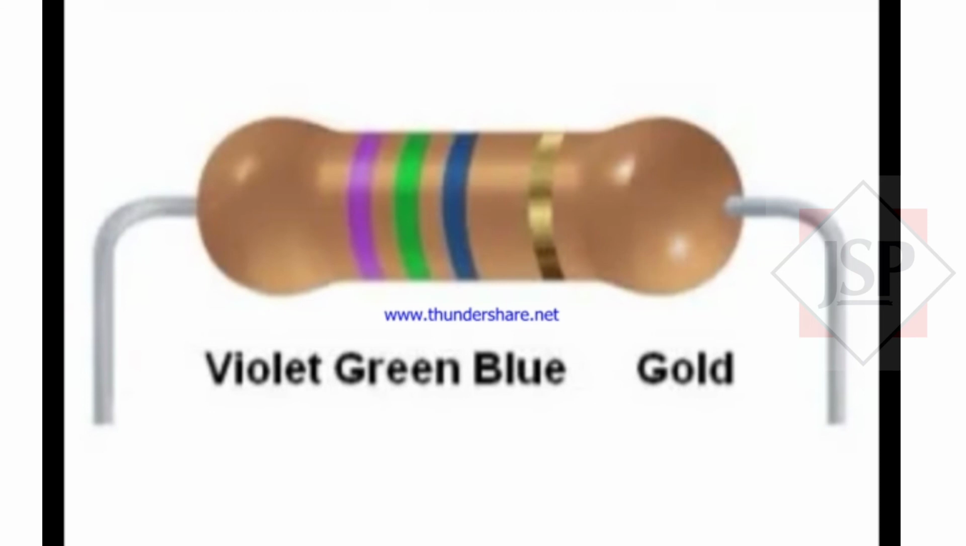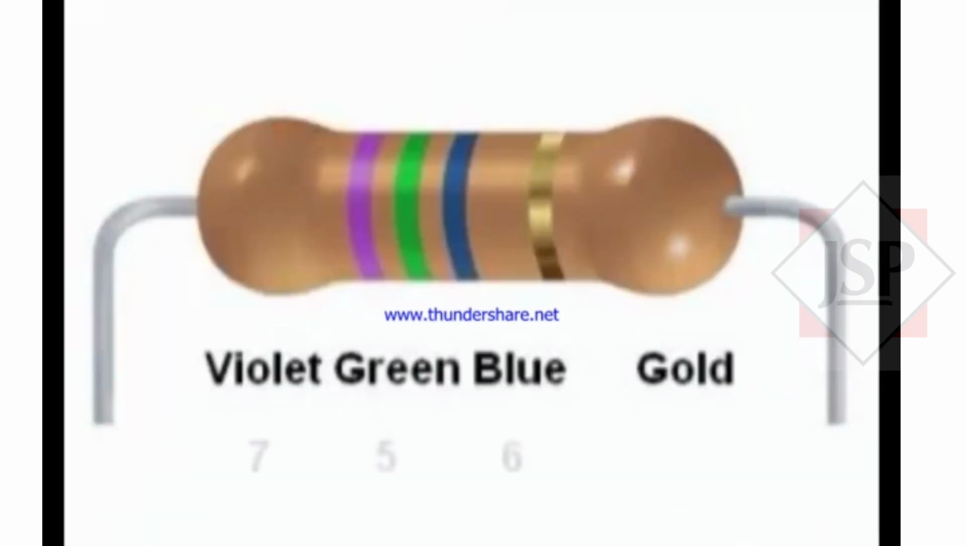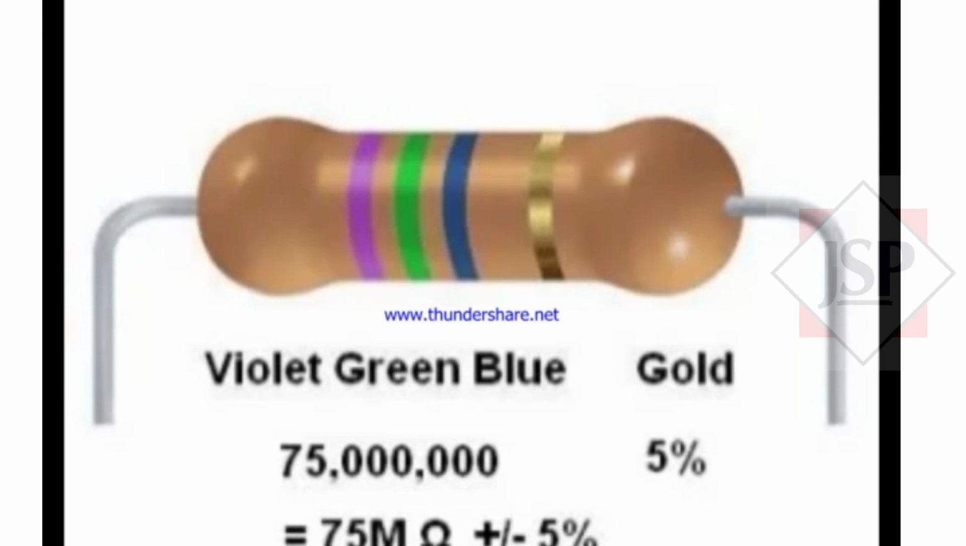Another example, violet, green, blue, gold. This is the code 756, or 75 with 6 zeros after it. That is 75 million ohms. Or we can call it 75 mega ohms, or 75 M ohms for short. Notice the capital letter M.